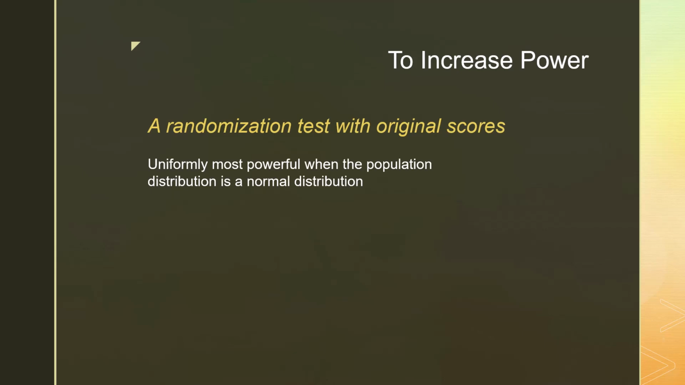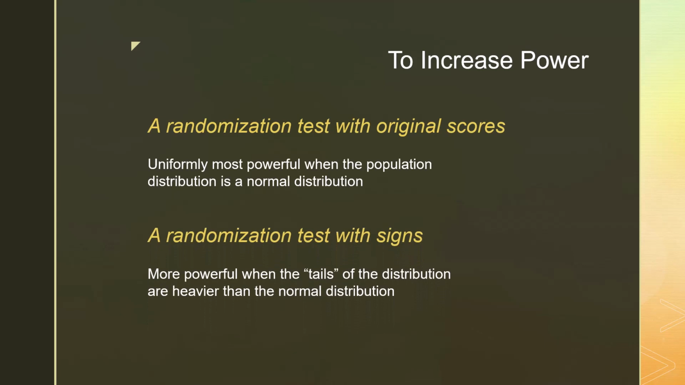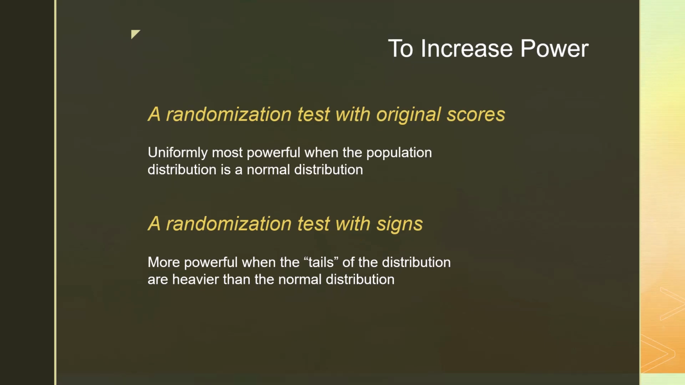By contrast, a randomization test with signs can be more powerful when the tails of the distribution are heavier than the normal distribution. That is, we have more outliers or more individuals at the extreme than we would expect with the normal distribution. So knowledge or anticipation of the underlying distribution, either on theoretical grounds or from past research, can help us choose replacement scores that will give us high power. And so now back to the Wilcoxon signed ranks test. We're finally there.